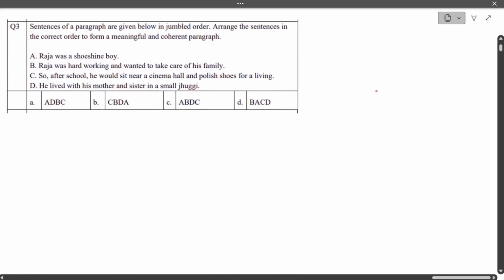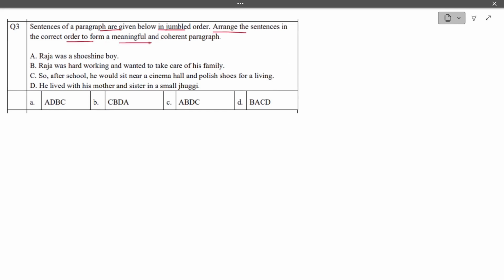So we are given this question. Let's read out the question first. Sentences of a paragraph are given below in jumbled order. Arrange the sentences in the correct order to form a meaningful and coherent paragraph. So we are given 4 sentences. We have to rearrange them to make a meaningful paragraph. First, we will give the sentences a read and then we will rearrange them. The first sentence is, Raja was a shoeshine boy. Raja was hardworking and wanted to take care of his family. So after school, he would sit near a cinema hall and polish shoes for a living. He lived with his mother and sister in a small jhuggi.